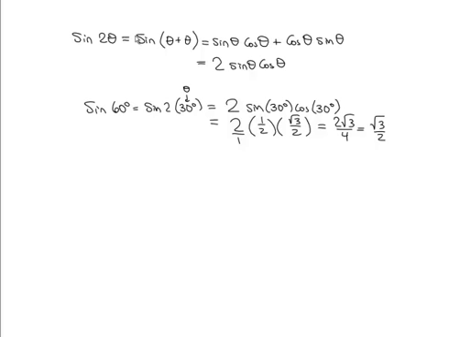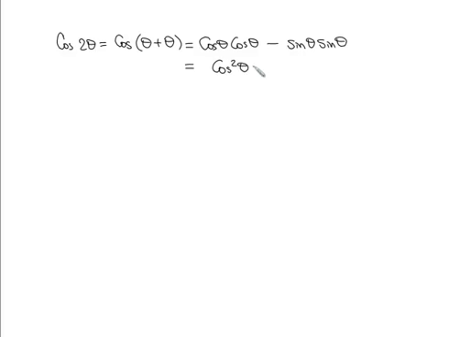Okay, now let's talk about cosine of 2 theta. And there's actually going to be 3 versions of this identity. Cosine of 2 theta is derived from cosine of theta plus theta. And this, we know, is cosine of the first times cosine of the second, even though they're both the same, minus, because of the plus, sine of the first, sine of the second, which tells us that this is really cosine squared theta minus sine squared theta. That is cosine of 2 theta.